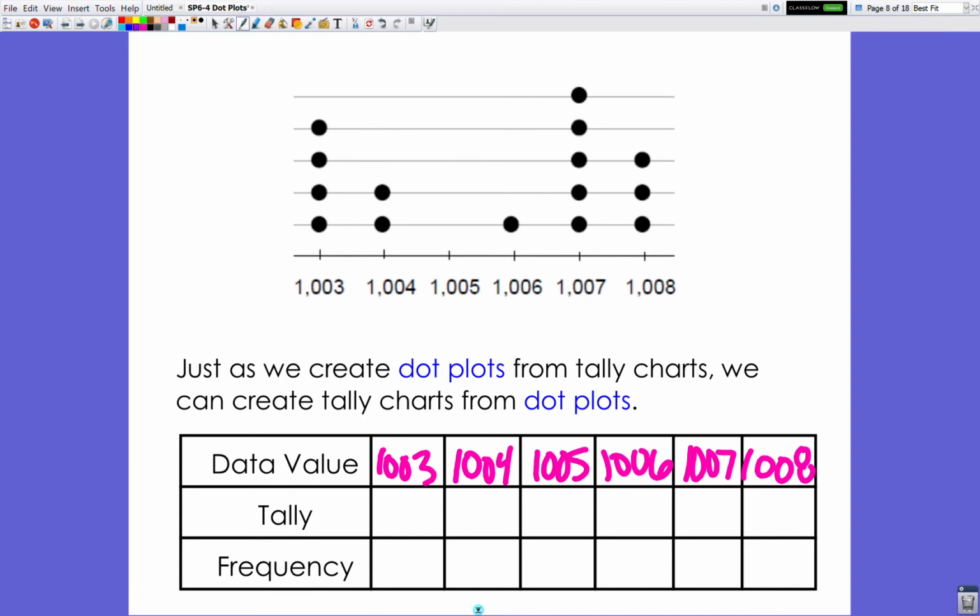Now we're tallying. In this case, every tally is a dot on the graph. So 1003 has 4 dots, so 4 tallies. 1004 has 2 tallies. 1005 has none. 1006 has 1. 1007 has 5. And 1008 has 3. And now we can complete the frequencies. This is 4, 2, 0, 1, 5, and 3.